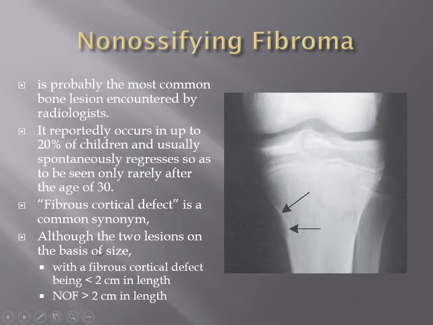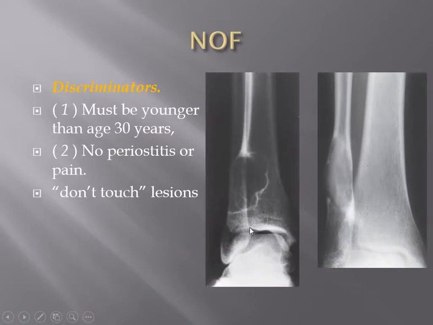Although the two lesions are the same, you will divide them according to size. If it's less than 2, this is a fibrous cortical defect, such as in this example. If it is more than 2, then it will be a non-ossifying fibroma. So the discriminator for this lesion is that it should be young, less than 30, no periosteal reaction, no pain, and they call it a do-not-touch lesion.